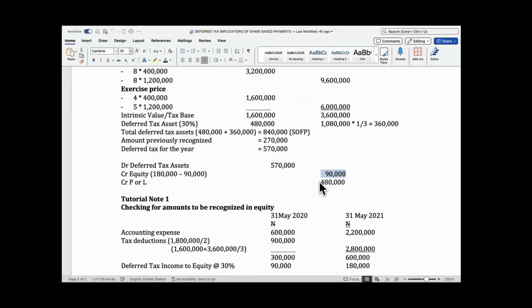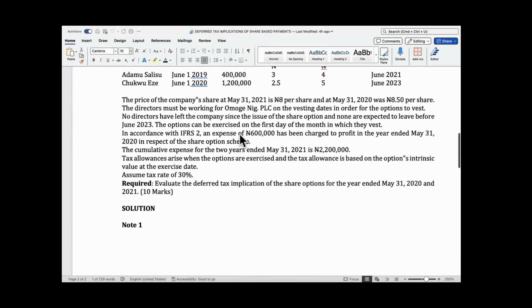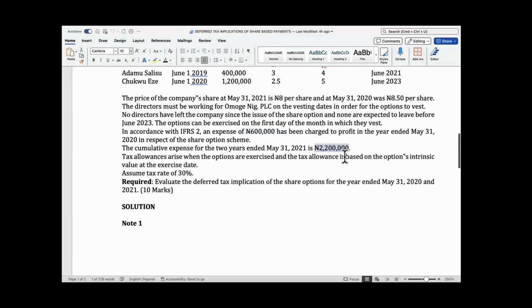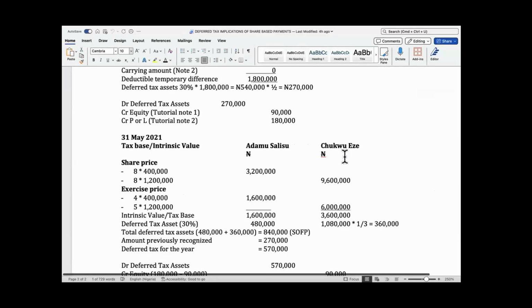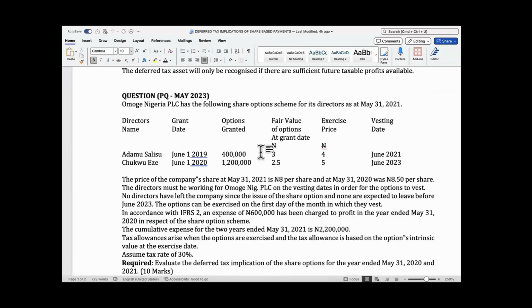And it is not all questions that will give you this expense recognized and cumulative expense. So in such a scenario, you might not be able to do a split of this deferred tax to equity and P&L. In such cases, just take everything to P&L. That means the examiner makes your life easier for you. So you can just go through this. If you understand it, fine. If you don't, leave it alone and move to something else.